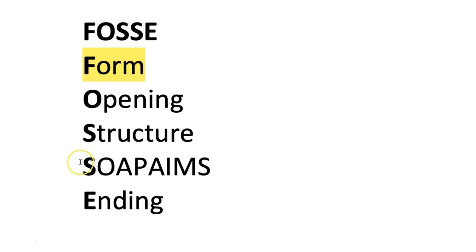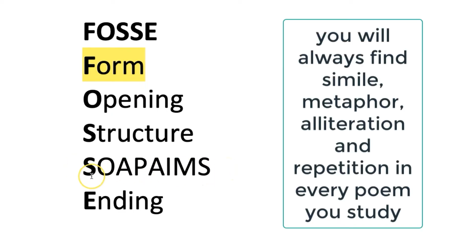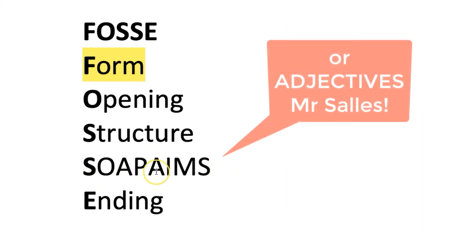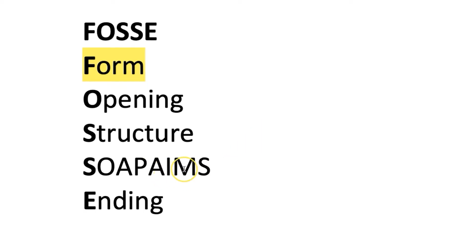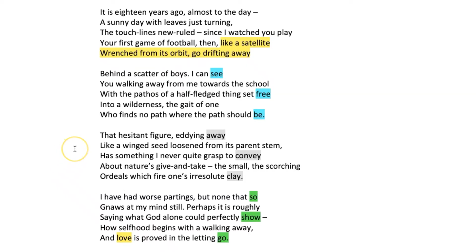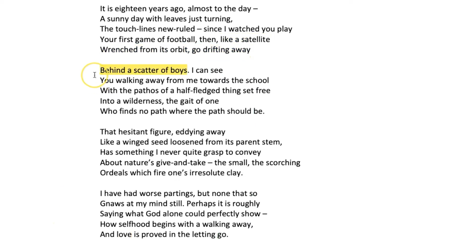Okay, now I have to write about SOAP AIMS. This is just a mnemonic to remind you of language features, and any language features will do, not just the ones here. So simile, onomatopoeia, alliteration, personification, adverbs or assonance, imagery, metaphor, and the senses. You may well have been taught different acronyms. I just needed another S for FOSS. I have a number of options here. Obviously, I don't have to write about them all. One will do. Let's begin with the scatter of boys.